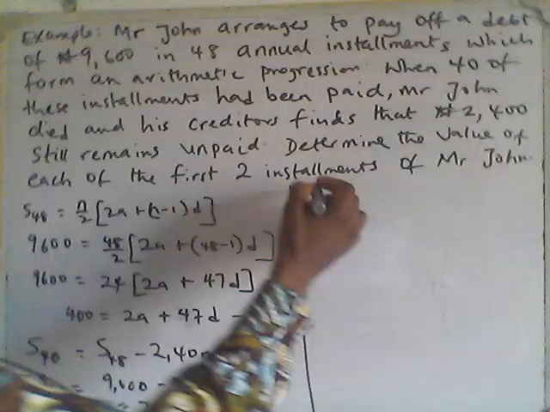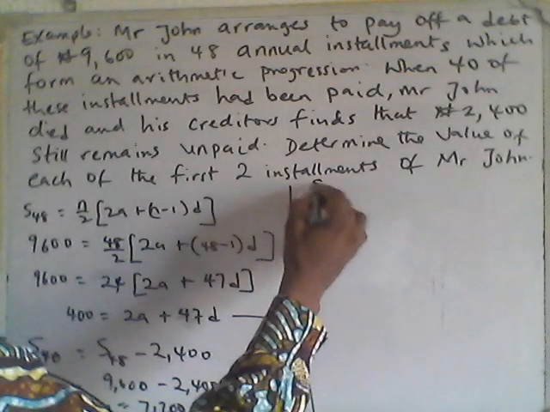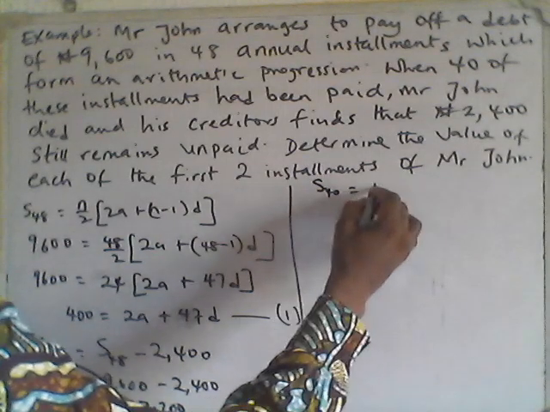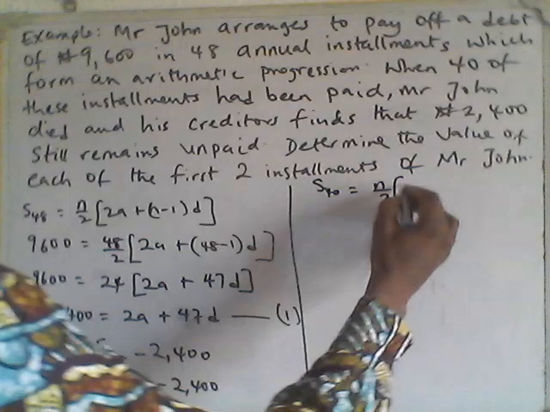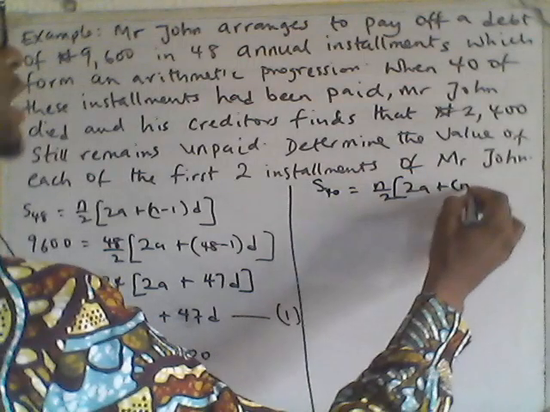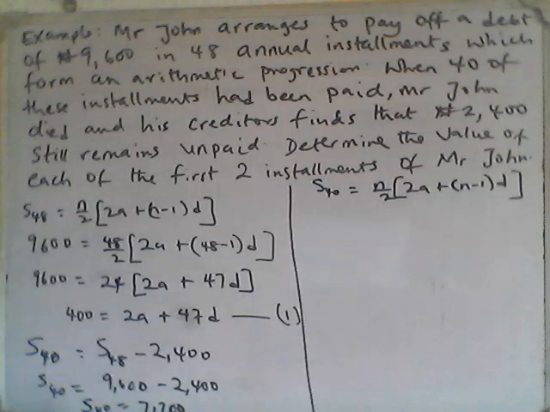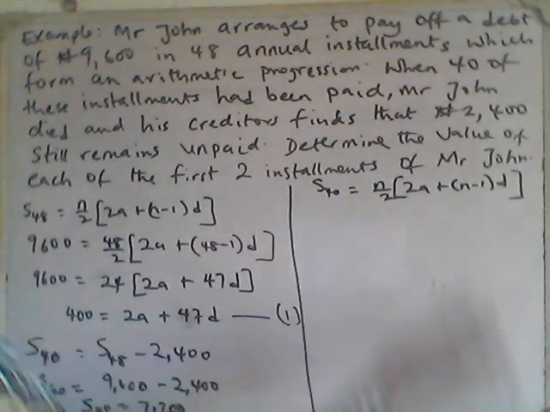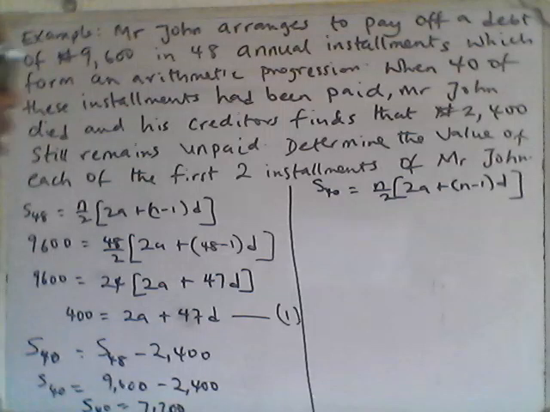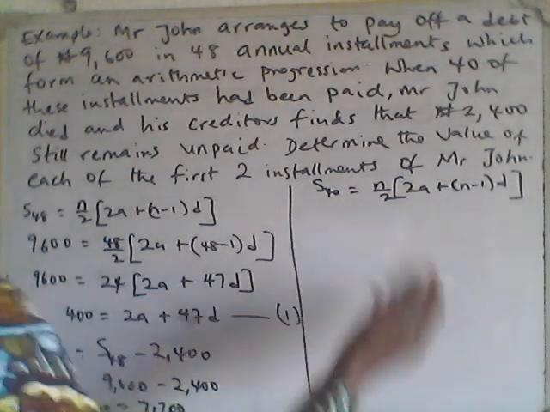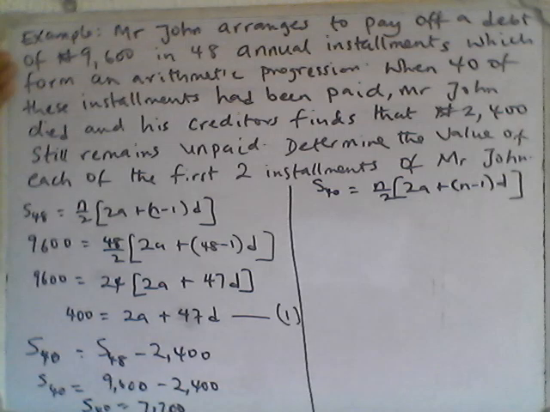So I can come here and write the equation for S40. S40 is n over 2 times (2a plus (n minus 1) d). Please get these formulas in your mind. Always call it up. This is the sum of terms in an AP. AP stands for arithmetic progression, by the way. So you know how to marry the statement with the formula. Now S40 is already given as 7,200.